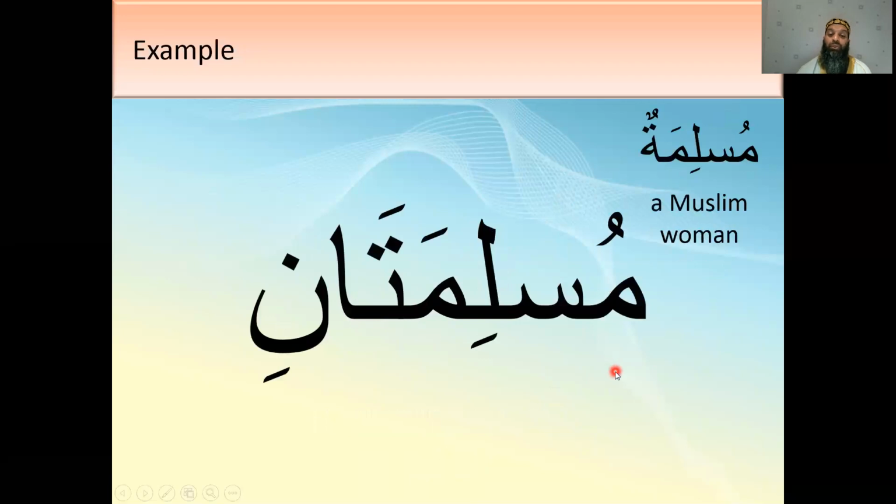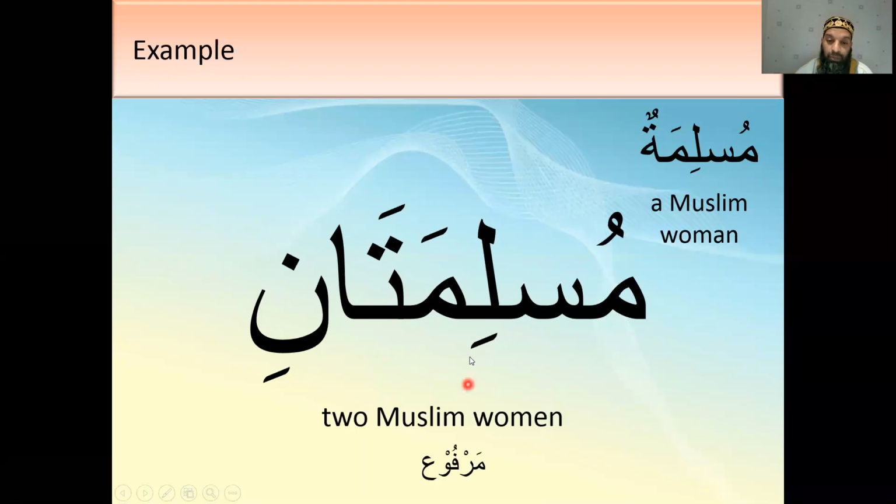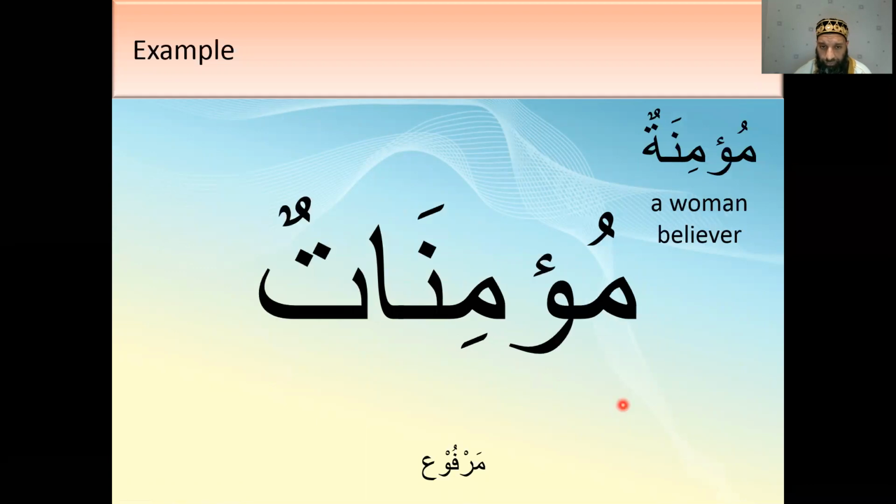Muslimatani. Now look, this ta has appeared. This ta is the ta marbuta opened up. So muslimani is two Muslim men. Muslimatani is two Muslim women. Again, the feminine doesn't come so much in the Quran, but still it's good to know.